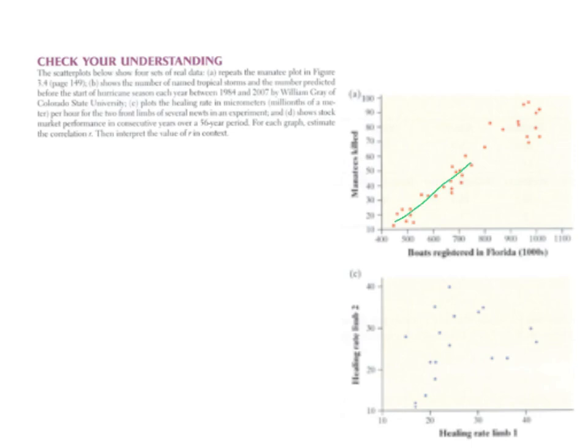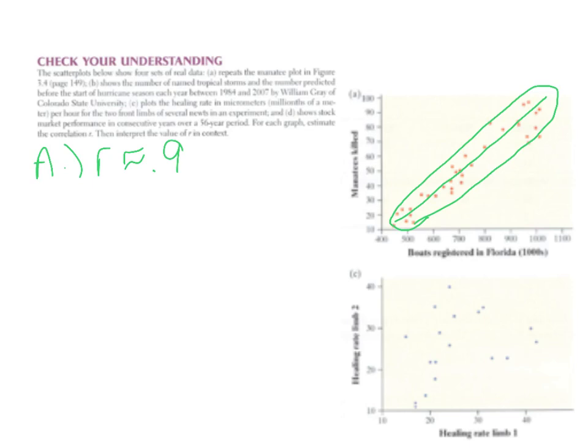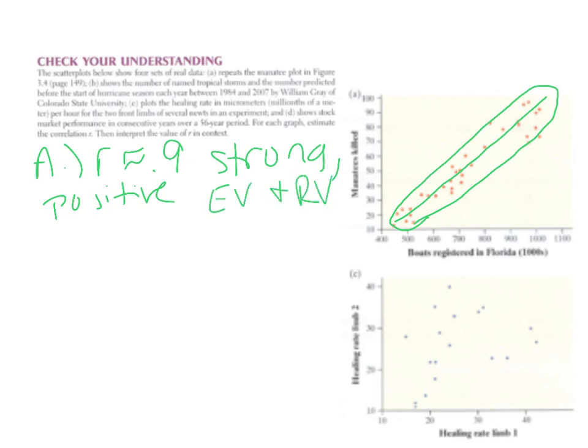I know it's going to be a positive number because I'm going up like this. If I draw an oval around my data, that oval is pretty narrow, so it's going to be a pretty strong correlation. For A, I would say we've got a correlation of approximately 0.9. Interpreted in context, I have a strong positive relationship between the explanatory variable and the response variable, so a strong positive relationship between the number of boats registered in Florida and the number of manatees killed.